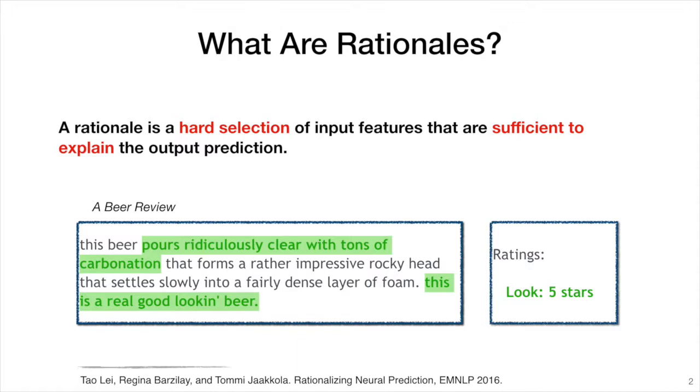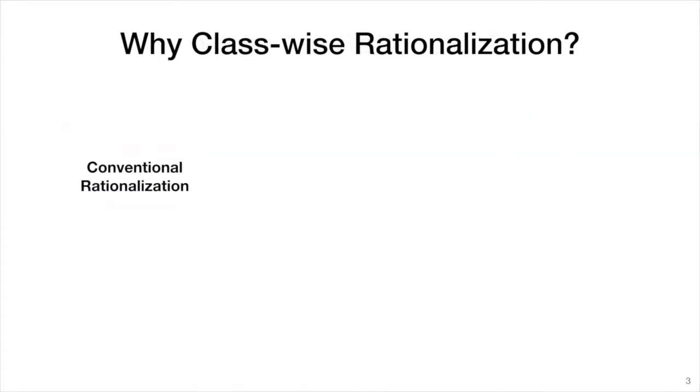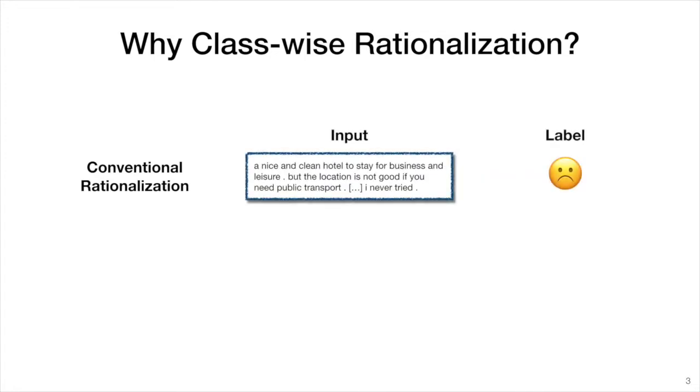Despite their success, existing rationalization algorithms have one limitation. They only look for rationales that support the label class. For example, here is a hotel review that is negative. Then they can only find the explanation for the negative sentiment.